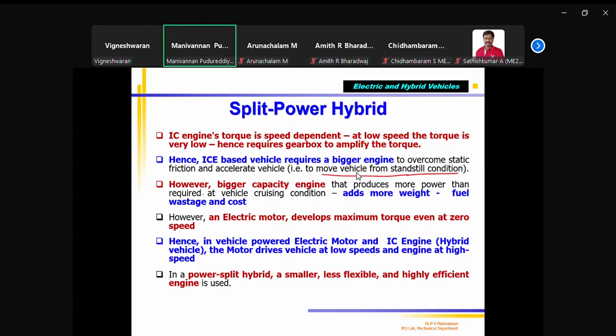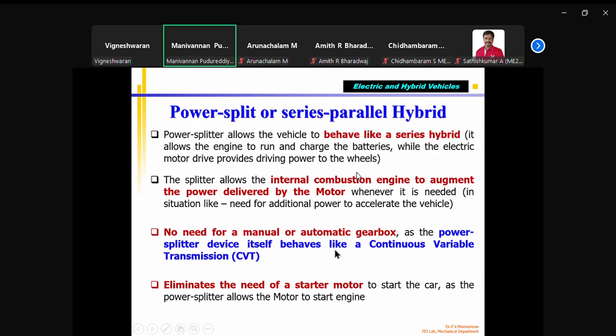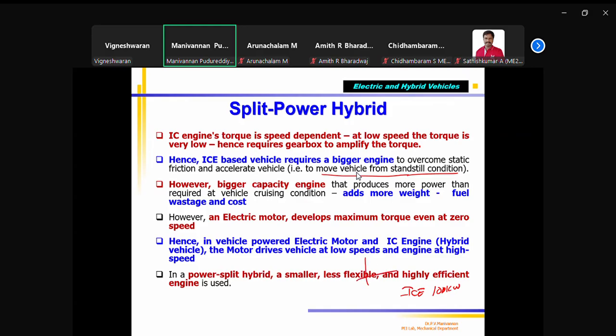However, you can also do this without a gearbox. For example, instead of having a car with a 100 kilowatt IC engine and no gearbox, where the initial torque is not sufficient, suppose I want 200 Newton meter at low speed itself. Then I can have a 300 kilowatt engine, which even at around 2000 RPM can generate more torque.